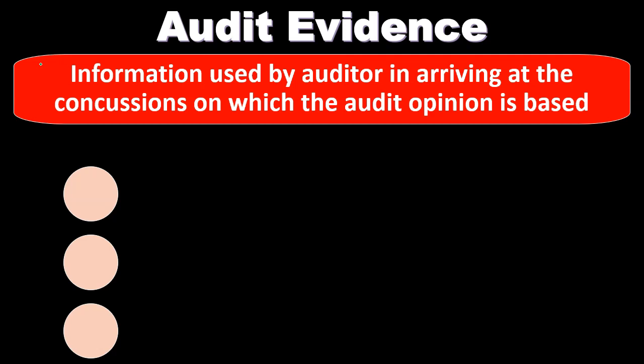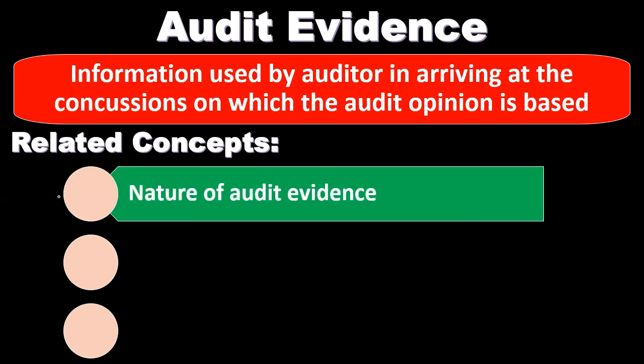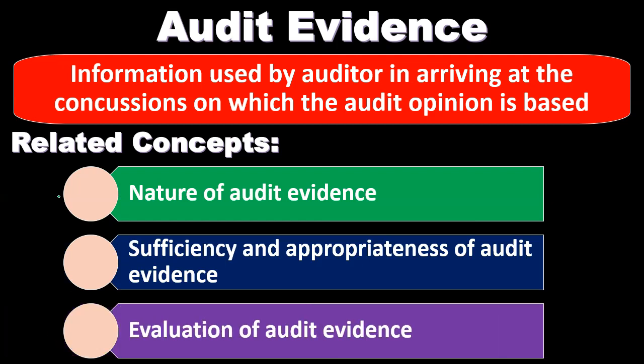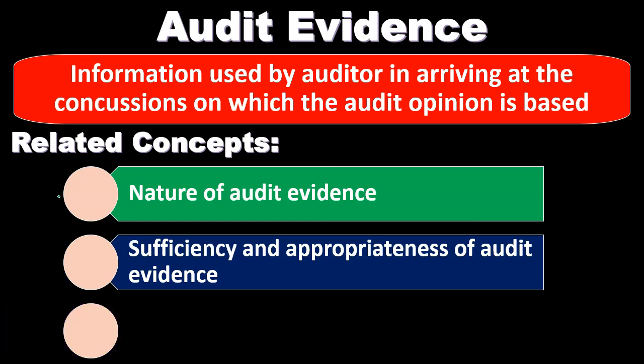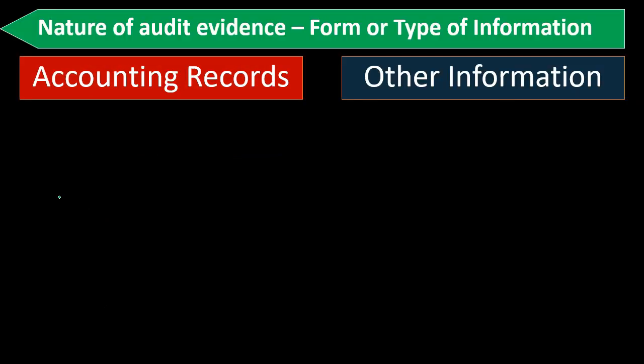So if an auditor gives an opinion and we were to ask the auditor, why did you give that opinion? Then of course they should be able to provide evidence for the opinion that they have given. If they don't have the proper evidence, then they didn't do their due diligence in doing the audit and putting the audit together. So we want to make sure that we have the evidence. Related concepts to audit evidence: nature of the audit evidence, sufficiency and appropriateness of audit evidence, as well as evaluation of audit evidence. We'll go through these in a bit more detail, one at a time.